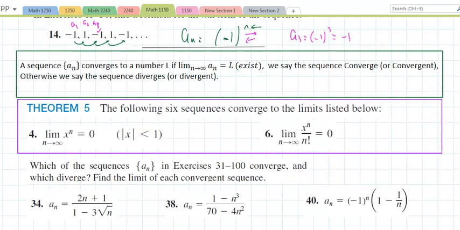Alright. A sequence a sub n converges to a number L if the limit as n approaches infinity of this general term is L. So you take a sequence, you write it as a general term, you find the general term of the sequence, and if you take the limit as n approaches infinity of that general term, and that exists as a number, then you say this sequence converges, or is convergent. Otherwise, if the limit doesn't exist or the limit is infinity or negative infinity, you say this sequence is divergent.